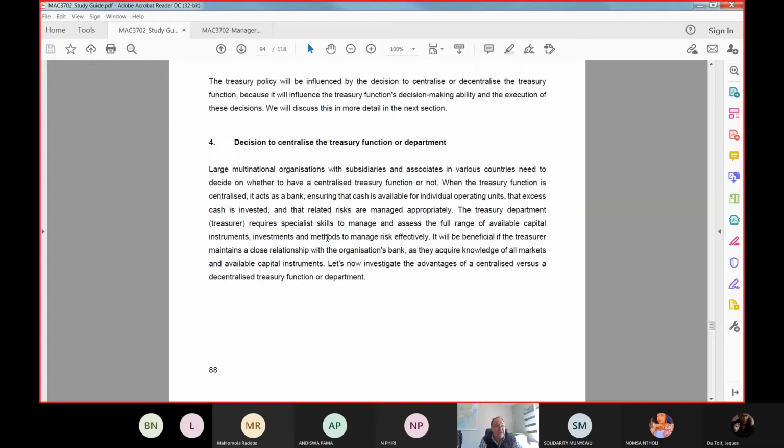Decisions to centralize treasury function. Now, this has come up in the exam before, where you make a decision whether you centralize your treasury or you should utilize it in each individual. What do they mean by that? I mean, we take, for example, Coca-Cola.